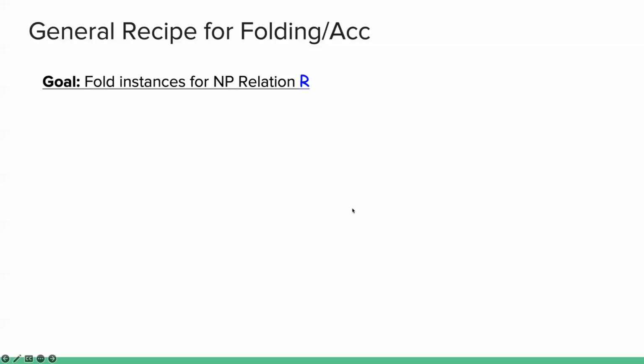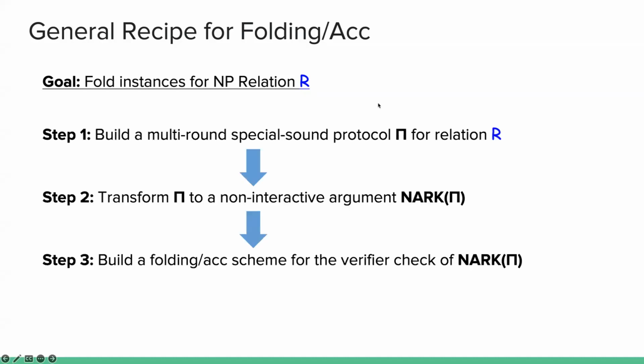Okay, so recall that the goal of the folding scheme is that, given several instances, we want to fold them into a single instance of the NP relation R. And we follow some framework below. The first step is to build some interactive and information-theoretic special sound protocols for this relation R, which turns out to be usually quite easy. And we'll talk about why it is easy later. But before that, let's talk about step 2 and step 3 first.